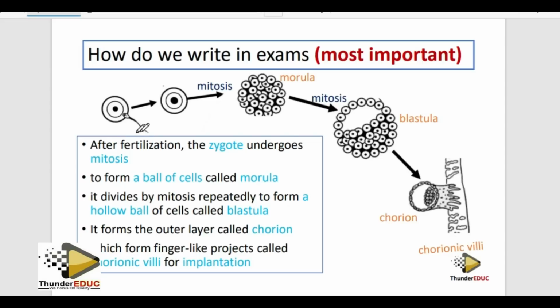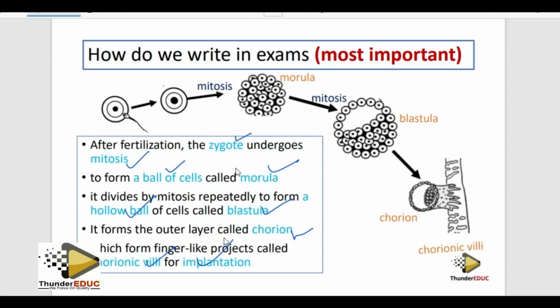Saying the word zygote, you do not earn a mark. Why? Because they mentioned the zygote. If they said, describe what happens when the sperm fuses with the ovum until implantation, then mentioning a zygote would give you a mark. So you're going to start with the zygote. The zygote undergoes mitosis. That's the first mark. Mitosis to form a ball of cells called morula. Morula is another mark, which divides mitotically or repeatedly to form a hollow ball of cells called blastula, another mark. And then this blastula forms the outer layer which you call the chorion. And the chorion forms the finger-like projections called chorionic villi, which are used for implantation.